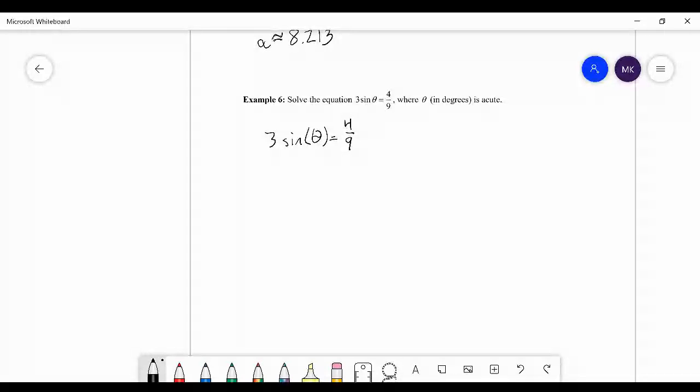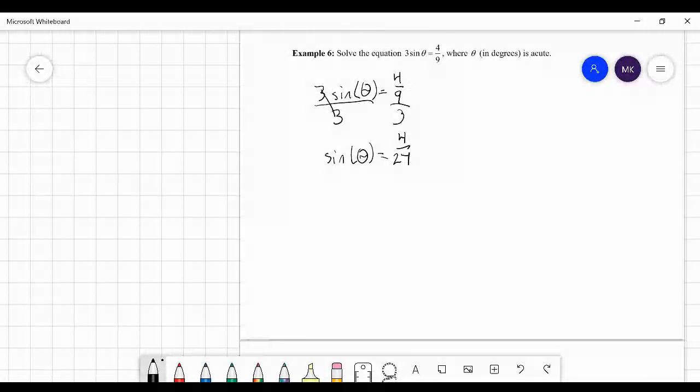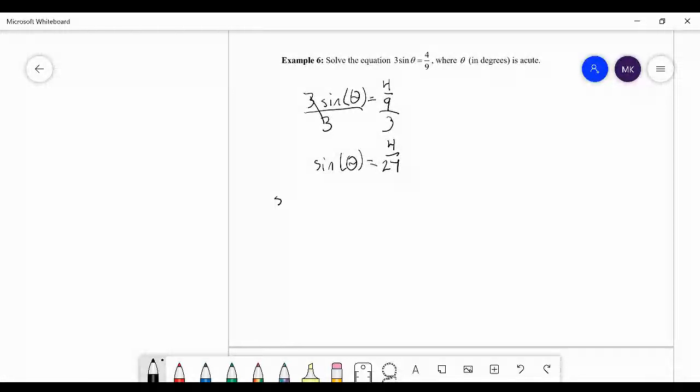So the first thing to do to get rid of this 3 is we need to divide both sides by 3. And in doing such, we end up with sine of theta equals 4/27. Well, this now looks exactly like what we dealt with up there. We just need to take the inverse sine of both sides.